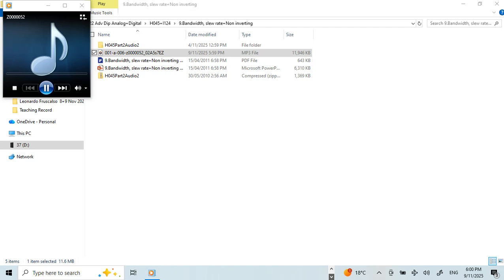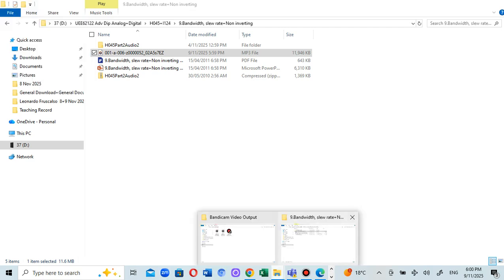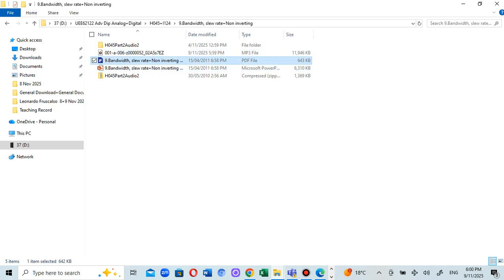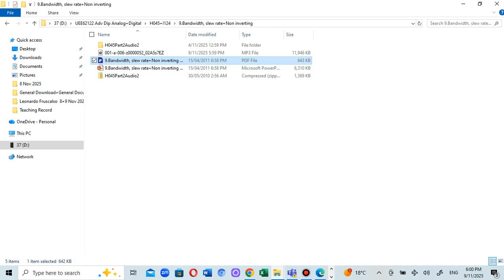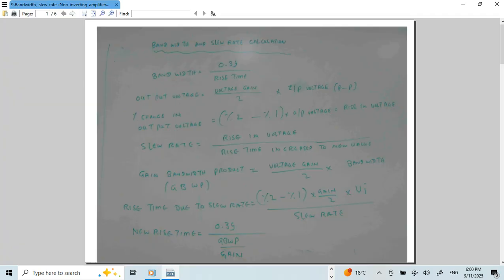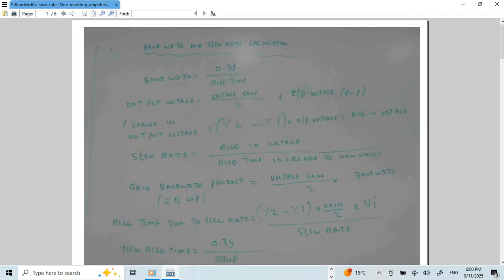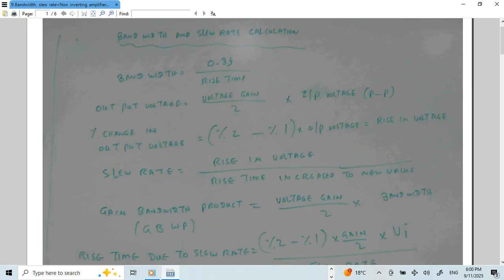So we calculate our bandwidth and the slew rate calculation. The bandwidth formula is to use this equation: bandwidth is 0.35 divided by the rise time. This is the equation to calculate the bandwidth. And also we can calculate the output voltage.